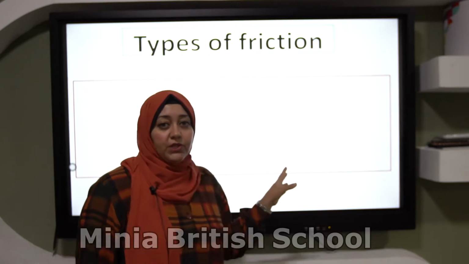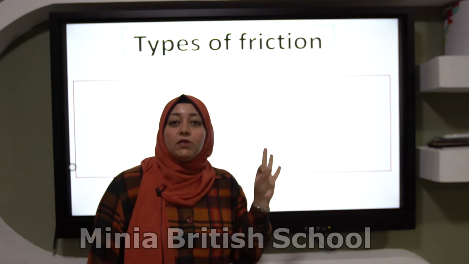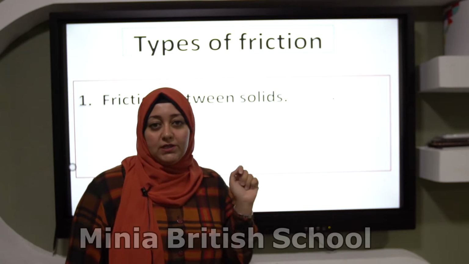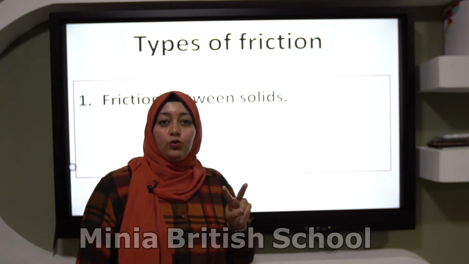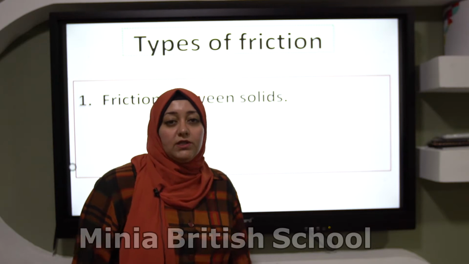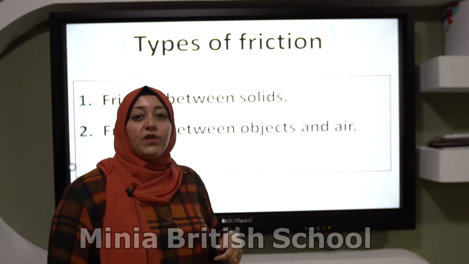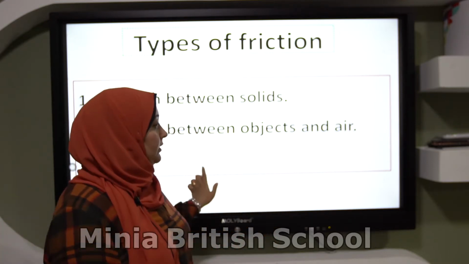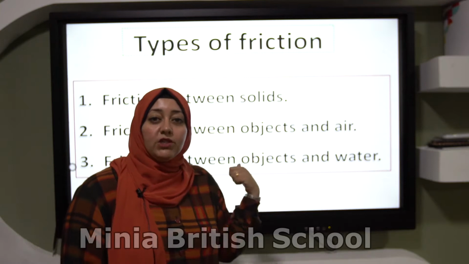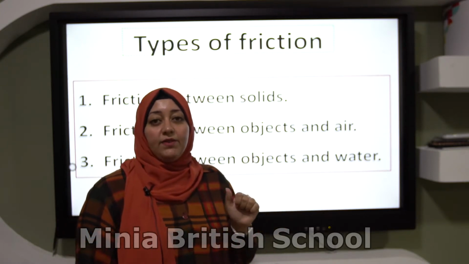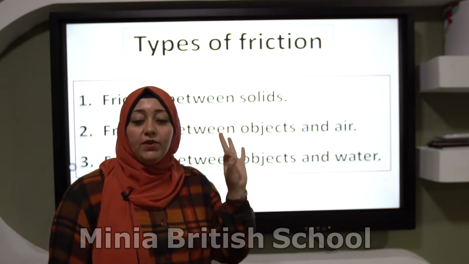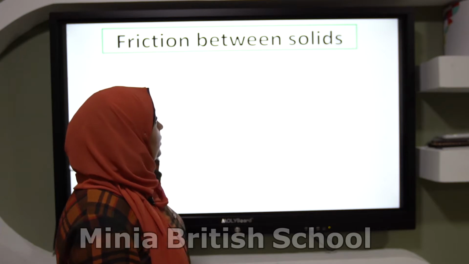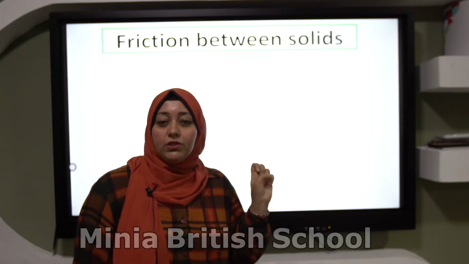What are the types of the friction? We have three types of friction. First, the friction between solids, or the friction between two objects, and these objects are solids. Number two, we have the friction between a solid object and the air. Number three, we have the friction between a solid object and the water. So we have three types of friction. First, we will talk about the friction between the two solids.